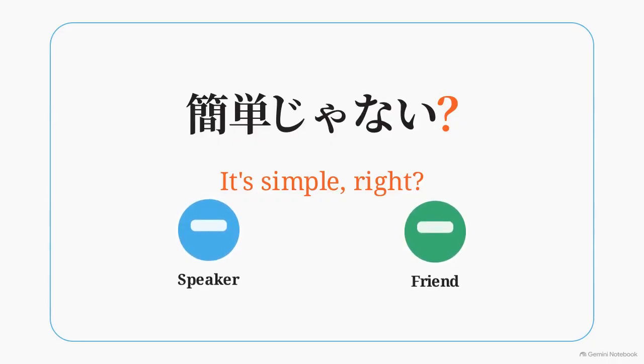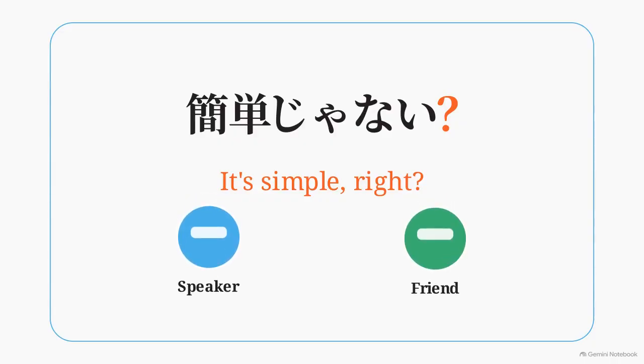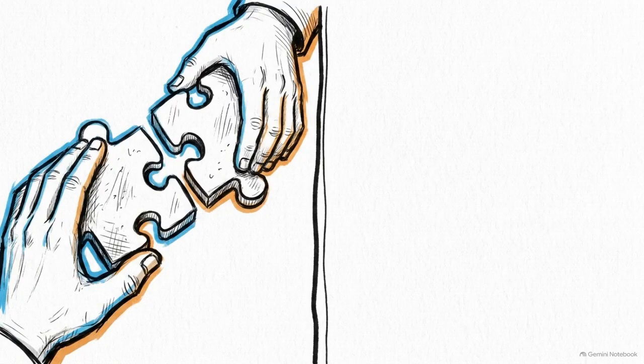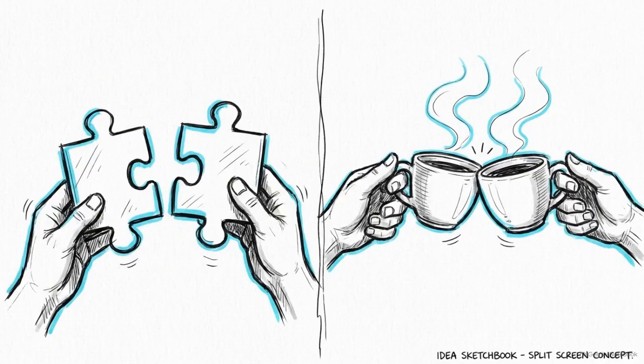Take the word kantan. Asking kantan Janai seeks validation from a friend, saying, it's simple, right? Mastering Janai gives you two essential tools, the ability to naturally correct a misunderstanding and the charm to build a connection by inviting your friends to agree with you.